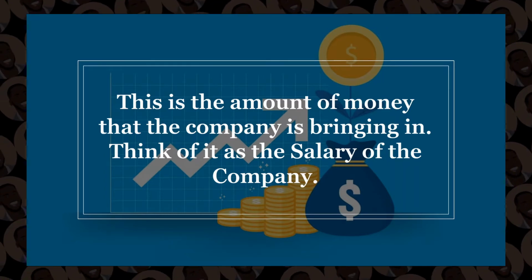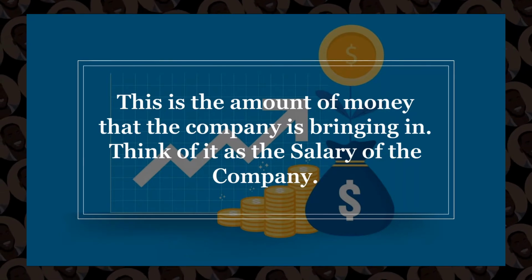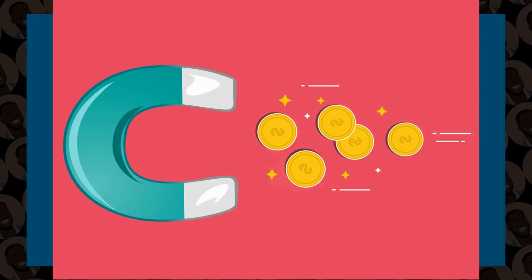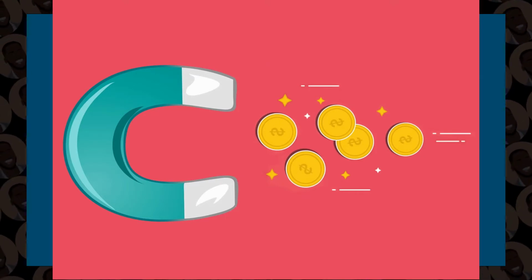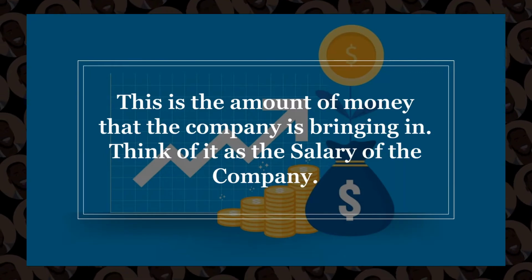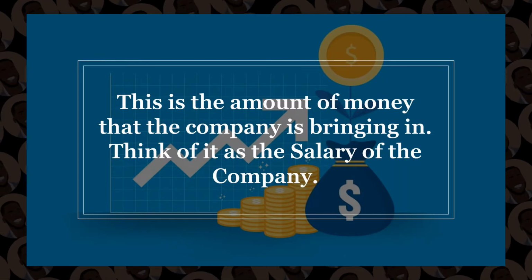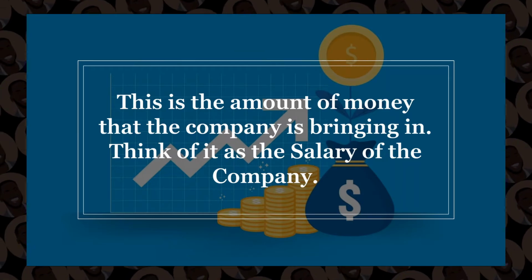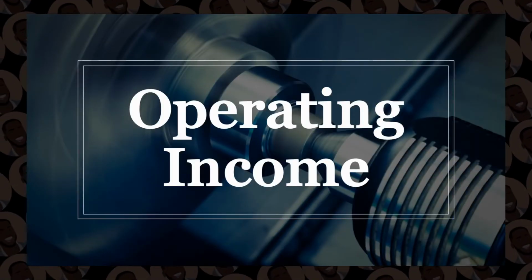The revenue of the company is very important because you need to know, does this business attract money? Does this business continue to grow its revenue year over year? Is it able to attract more money to come into the business? This is very important to make sure that when you invest your money, you're not investing your money into a dying company. The next one is called operating income.